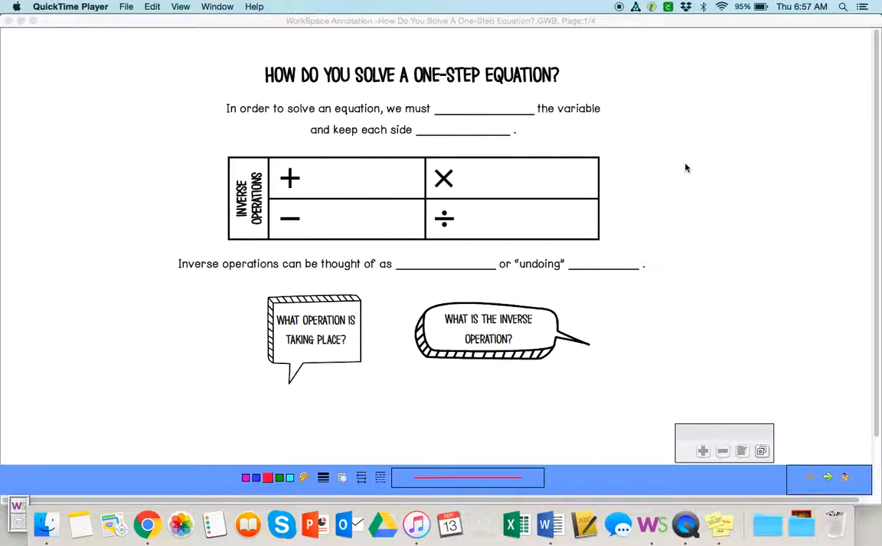Okay, so in this video, we are going to talk about how to solve a one-step equation. It says, in order to solve a one-step equation, we must isolate the variable and keep each side balanced.